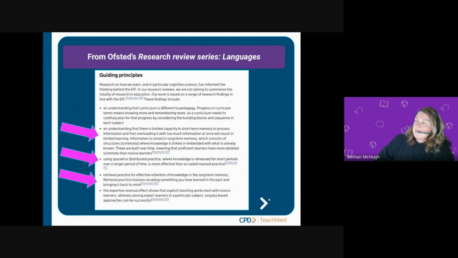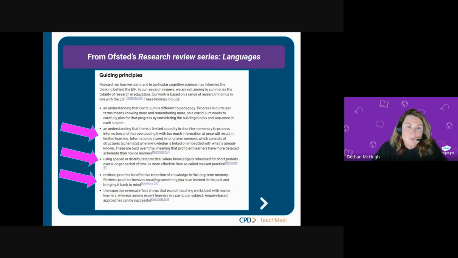Similarly, this is really interesting. There are some guiding principles from the review on cognitive science and how we learn. There are a couple of interesting points, and I've put arrows there, thinking about short-term memory, processing, and how you embed knowledge. So you can use the starters and the plenary as part of that process. You think, I really want to embed something, so I'm going to revisit the same thing every week. Or my class are really struggling with adjectival agreements, so every single starter this half term is going to be something on that, or building it around it.